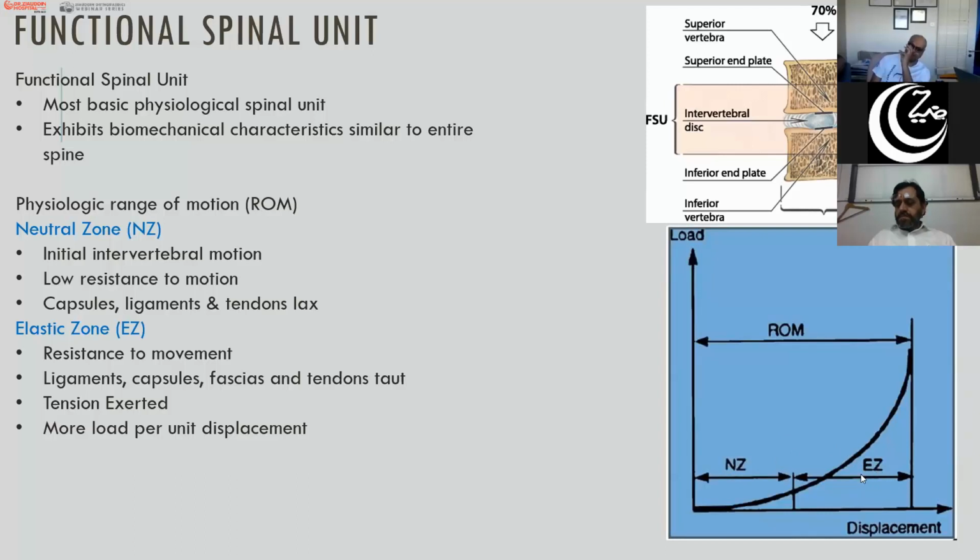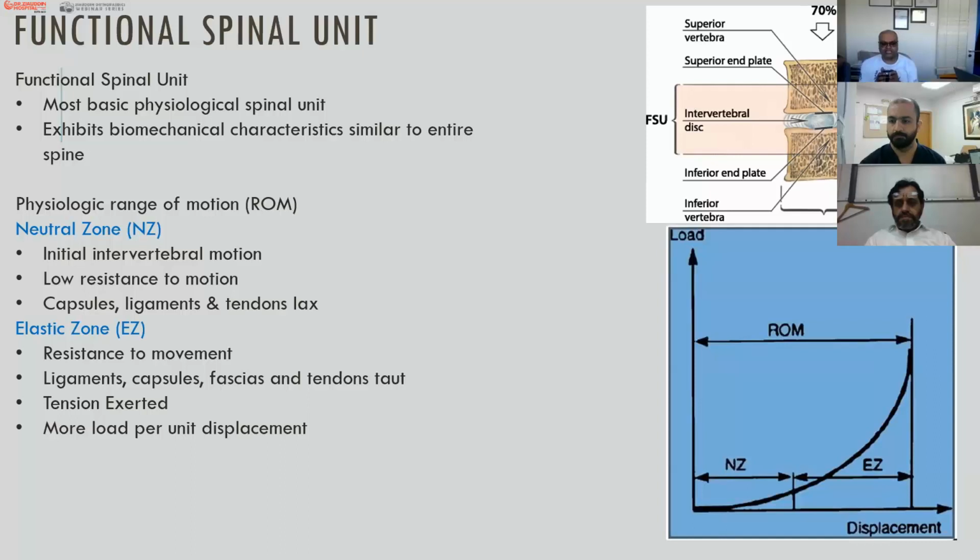Now that concept is fairly basic. You must understand that there is some movement of the spine that will take place where the spinal elements, the capsules and ligaments and tendons are lax, and this is low resistance motion. This is called motion in the neutral zone. Usually this is painless, and neutral zone movement is important for implants and biomechanical testing when we are designing implants or designing disc replacements.